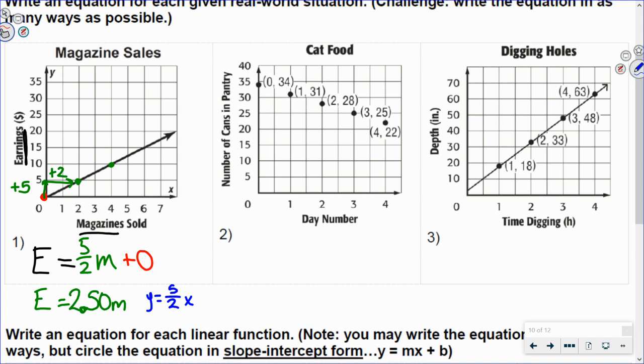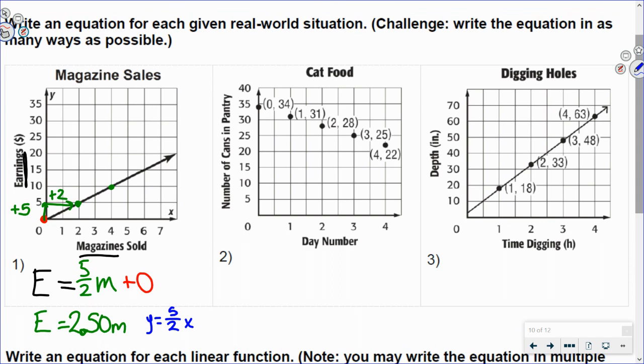If you'll forgive me for rushing through this without reading directions, you're asked to write an equation for each given real-world problem, but it also gives you a challenge to write the equation in as many ways as possible, 2 or 3. Don't go crazy and go 5 or 6. All right, let's go on to the next one.